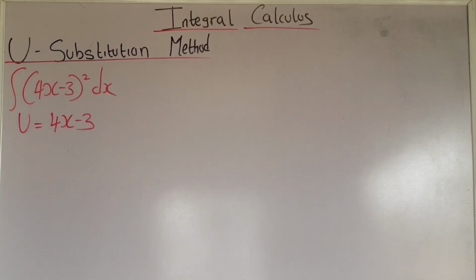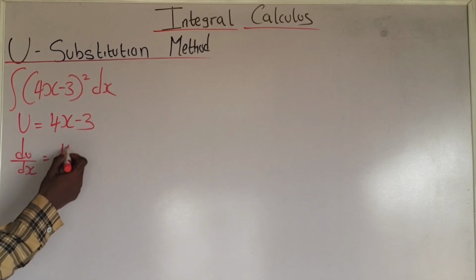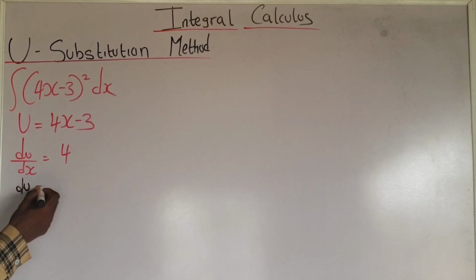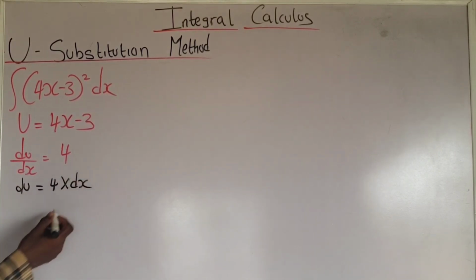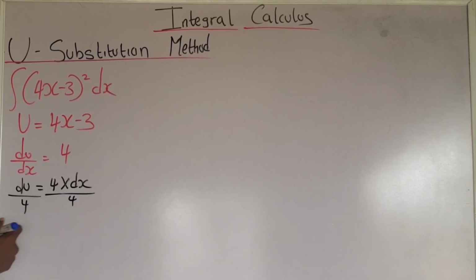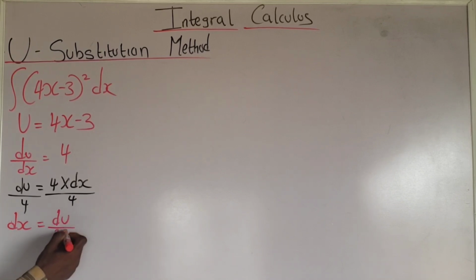Okay. The next step is that you have to take the derivative of u with respect to x. So in this case, I'm going to have du over dx equals 4. Do you understand? Now, having done that, the next step is that you have to make x the subject of the relation. So here I'm going to have du equals 4 multiplied by dx. Now, since I want to make dx the subject of the relation, I'm going to divide both sides by 4. So this will be divided by 4, and this will be divided by 4. So I'm going to have dx equals du over 4.